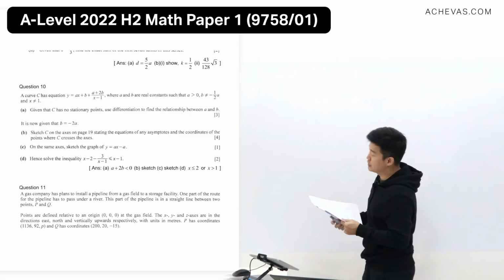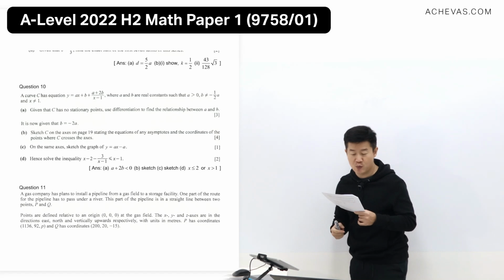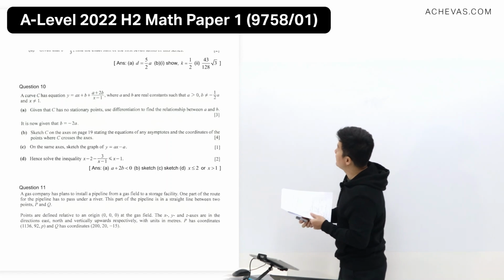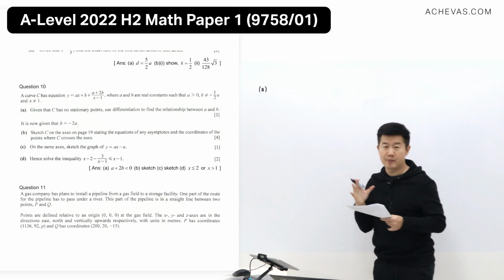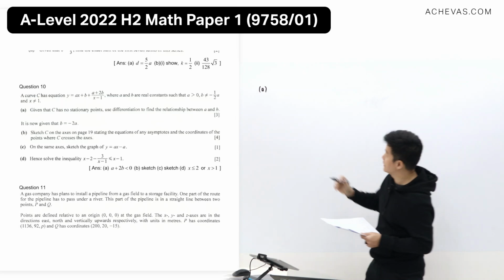Okay, now let's take a look at question number 10. We are given this curve C with the equation that is given to us. In part A, it is further given to us that for this curve C, it has no stationary point. So first, let us try to find dy dx.